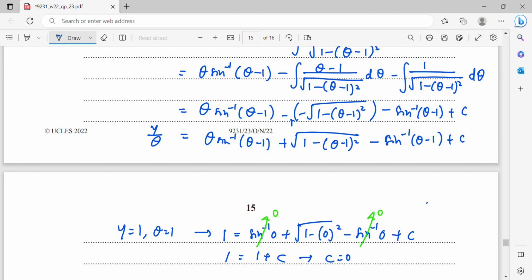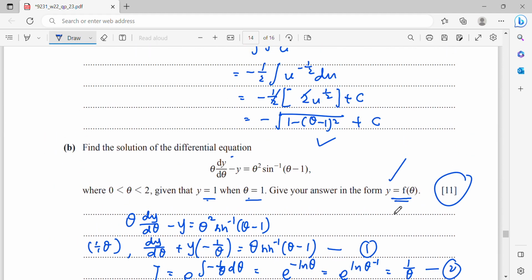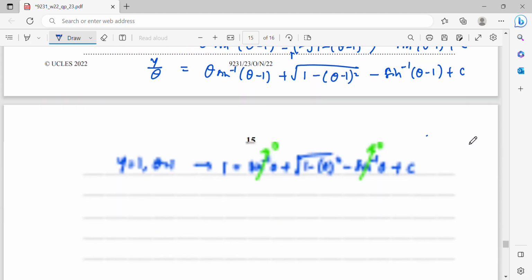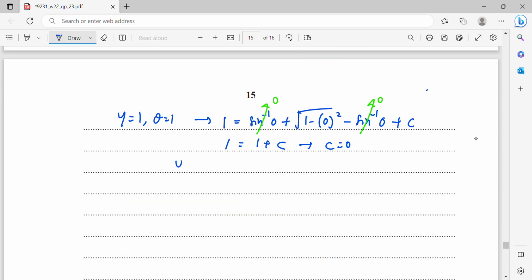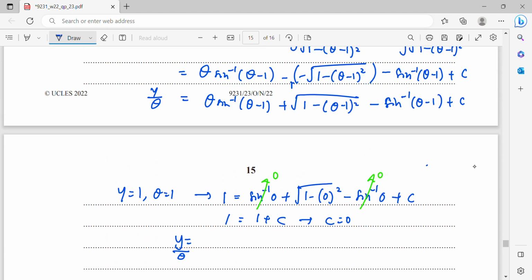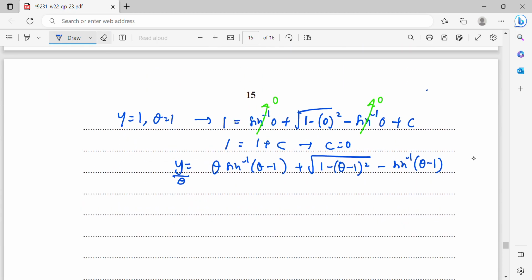Now the question says get y as the subject, so y equals f of theta. Now you will get y equals, move the theta to the left-hand side, or you can just rewrite first, up to you. So it will be theta inverse sine of theta minus 1 plus the square root of 1 minus theta minus 1 squared, minus theta outside theta minus 1. At last, move up the theta. Basically, I can just write y is theta multiplied by all of these terms.